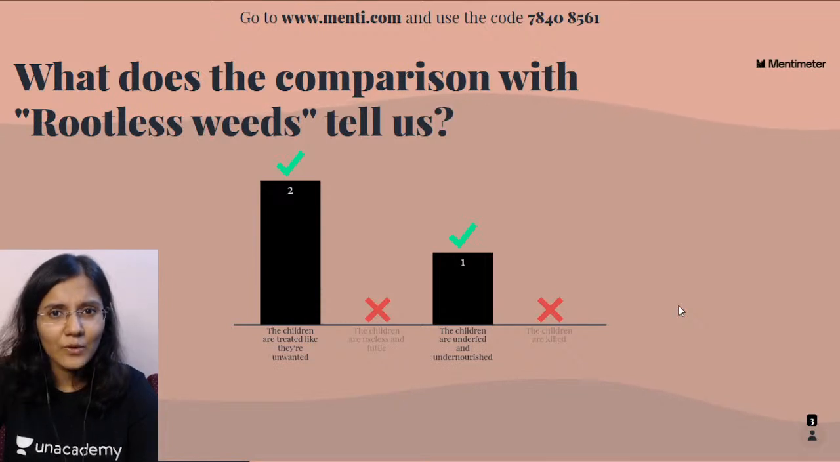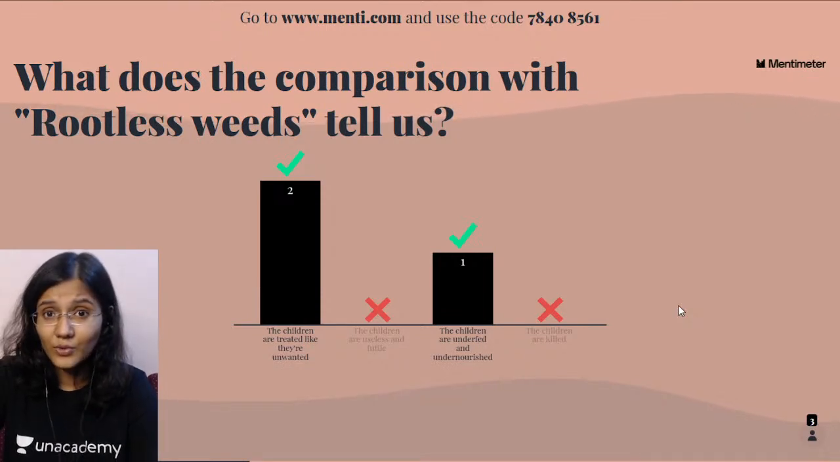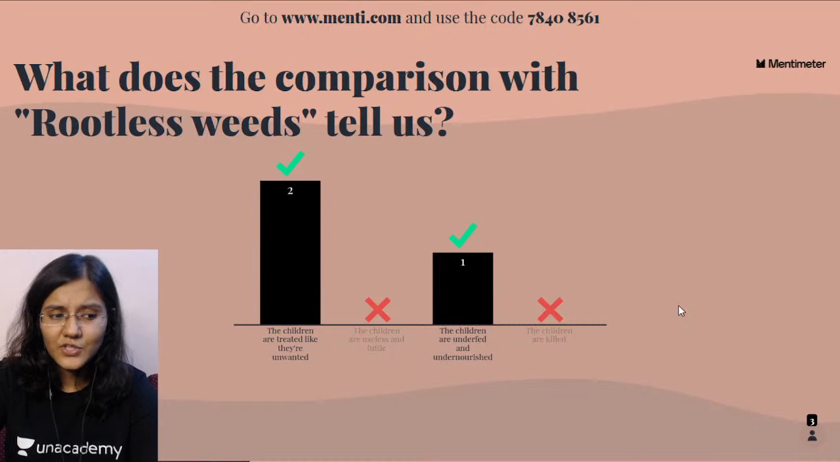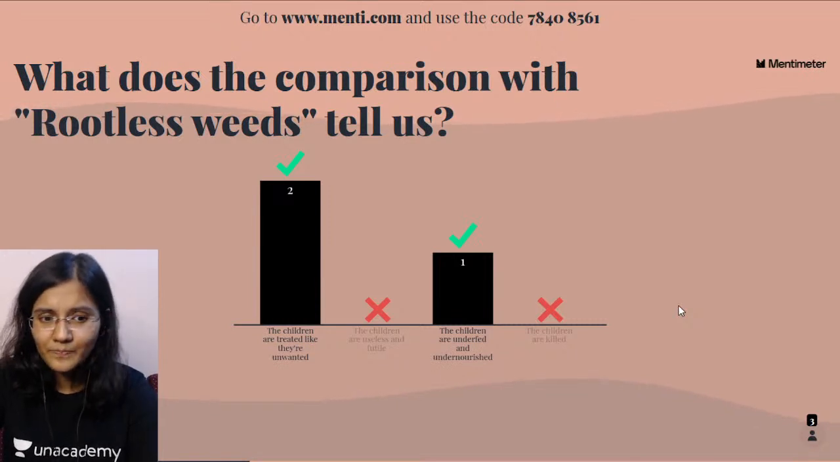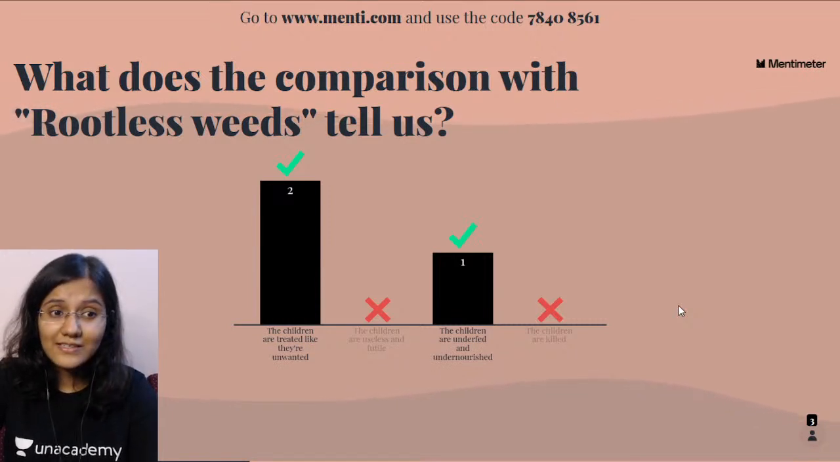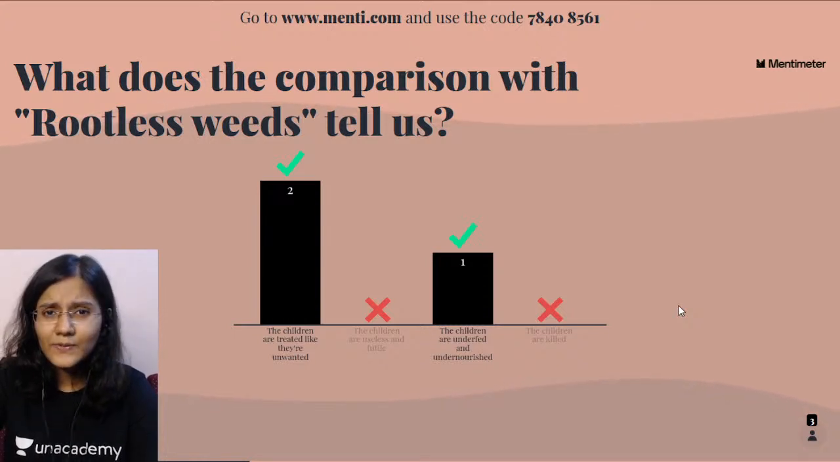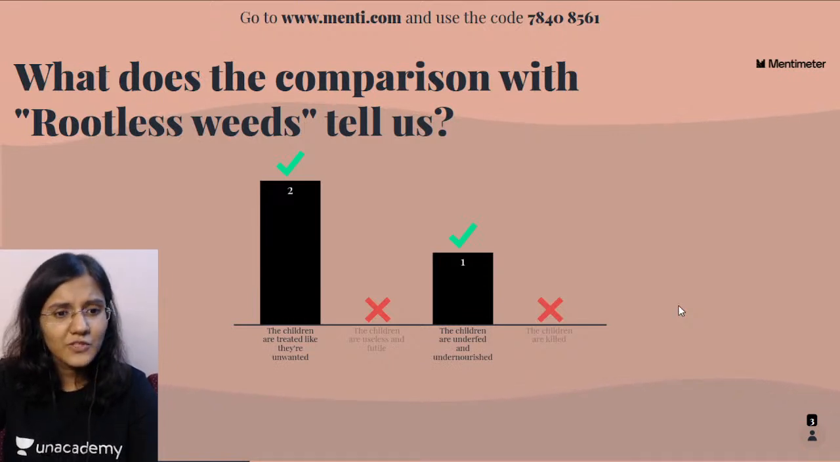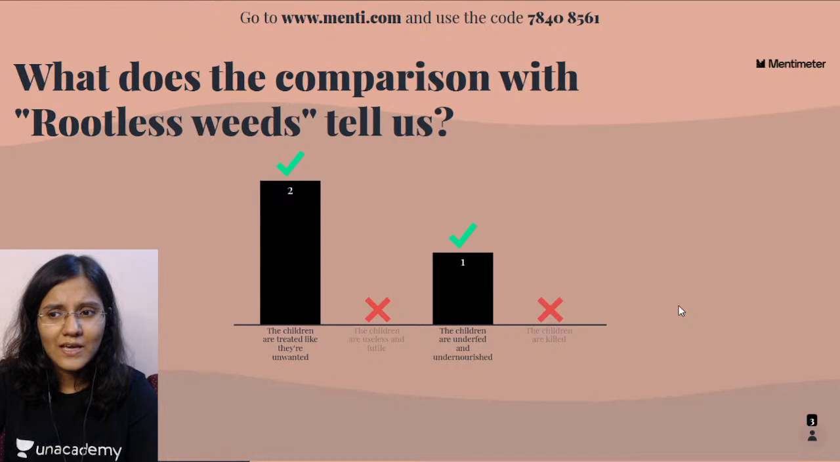So what people do is they pluck the weeds out of their garden so that the nutrition and all of the resources in the garden can go towards the other plants in the garden, which are the plants that people actually want to grow. Rootless also tells us that these weeds are simply not connected to the soil at all, which means that they can't suck up any kind of food from the soil, which means that these children are underfed, they are undernourished, and we know that also because of the way that these children's bodies are described as weak, as fragile.